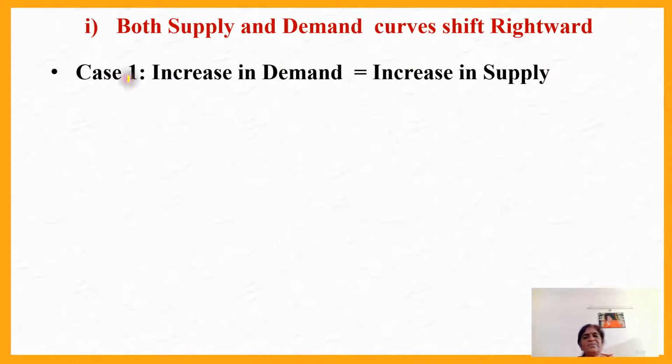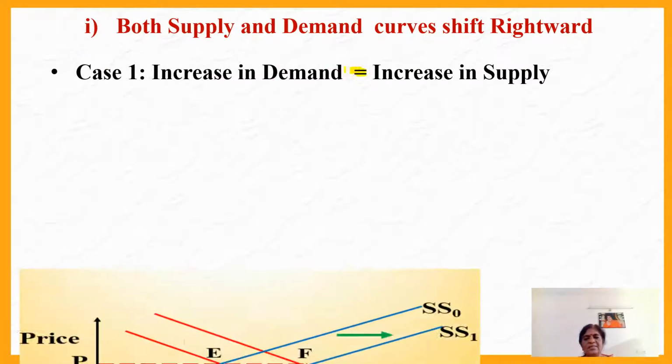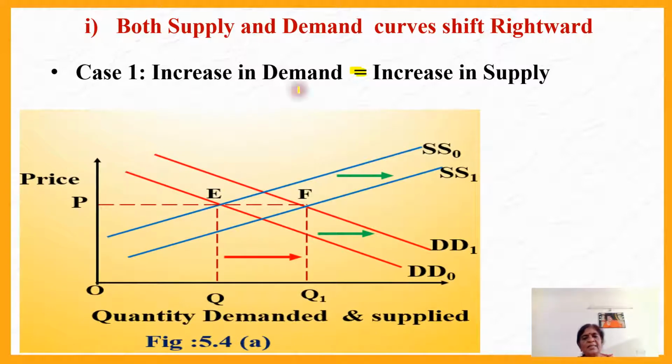We can say case 1, increase in demand is equal to increase in supply. This diagram clearly explains what will happen when the increase in demand is equal to the increase in supply to the equilibrium after shift and before shift. Before shift, you can see the demand curve DD0. Before shift, supply curve is SS0. DD0, SS0. You can see DD0 intersects the SS0 at the point E.